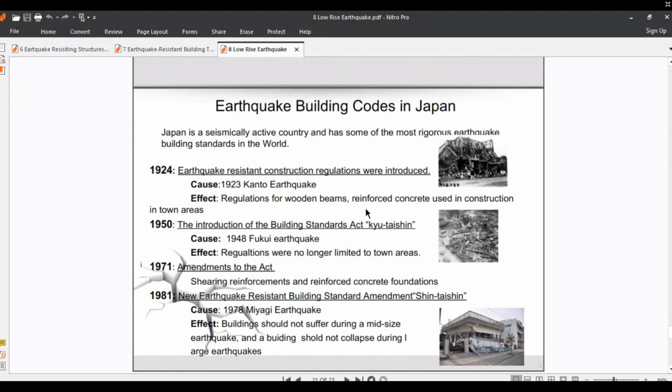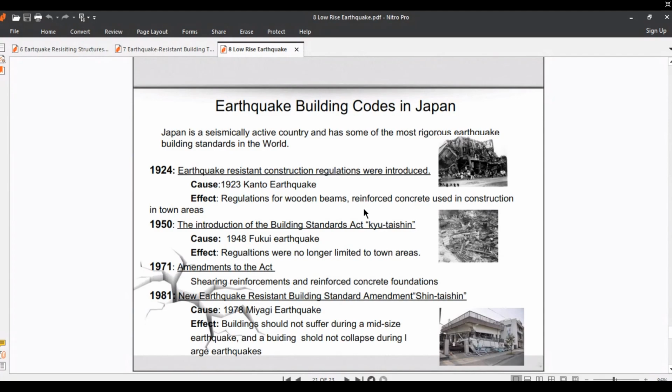Standard: in 1925, earthquake resistant construction regulations were introduced in the wake of an earthquake. The effect of this standard regulation was for wooden beams and reinforced concrete used in construction in town areas.